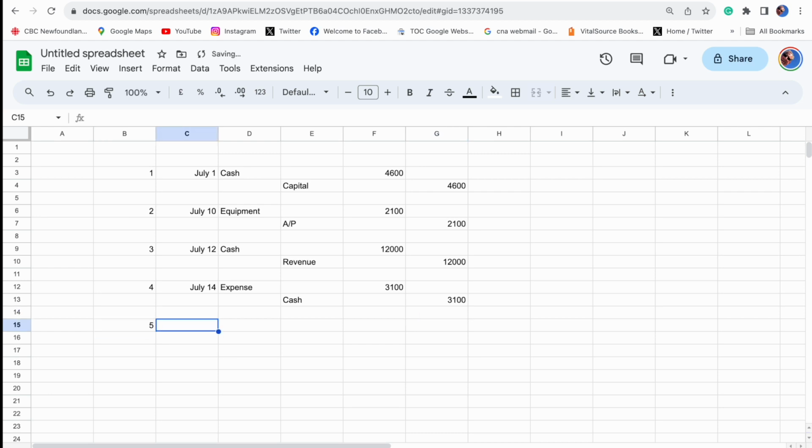Okay, the fifth item occurred on July 15th. And that would have been, first of all, we would have done some work and someone's going to pay us later. So that's an accounts receivable. It will be the debit for $1,300. And then it would have been revenue earned, and revenue for $1,300 will be the credit. The sixth and final entry of the month came on July 31st.